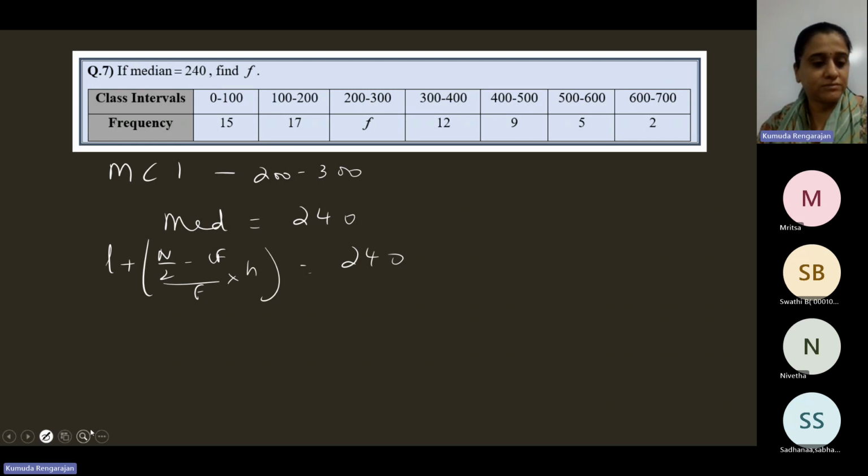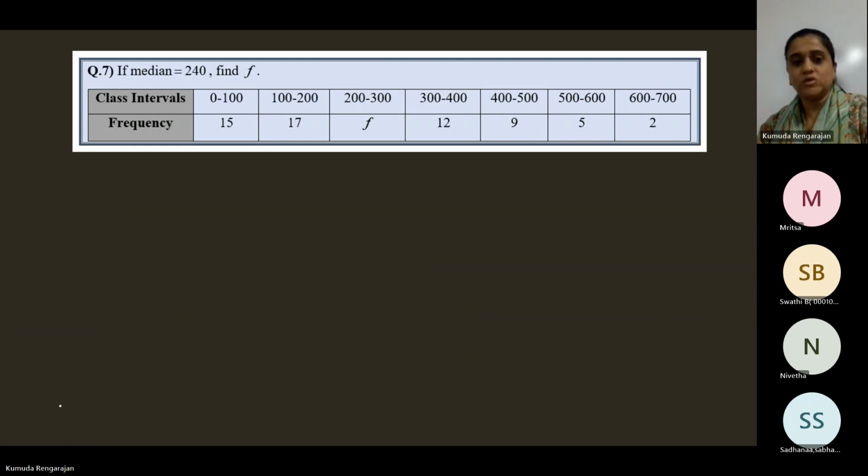You can help yourself. Of course, you need to find the cumulative frequency column. Always for median, you need three columns: class intervals column, frequency column, cumulative frequency column. That's all, only these three. These three columns you should have.